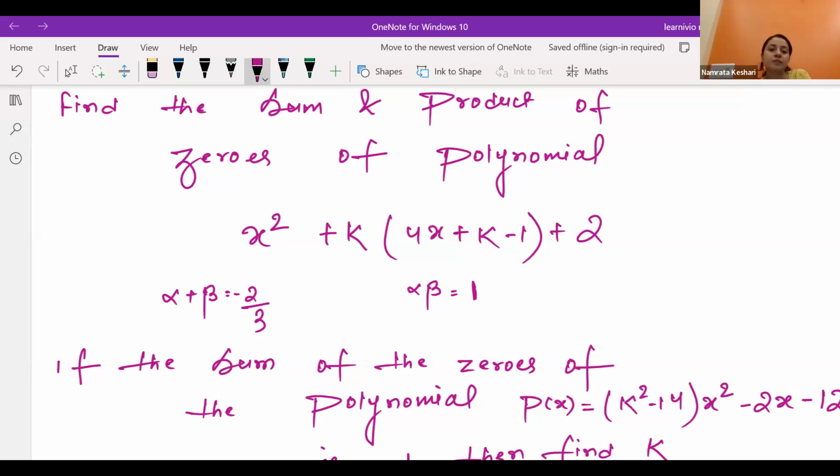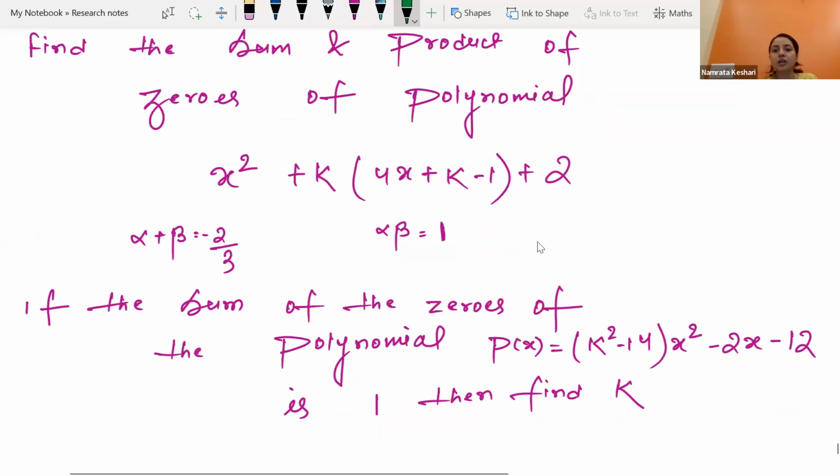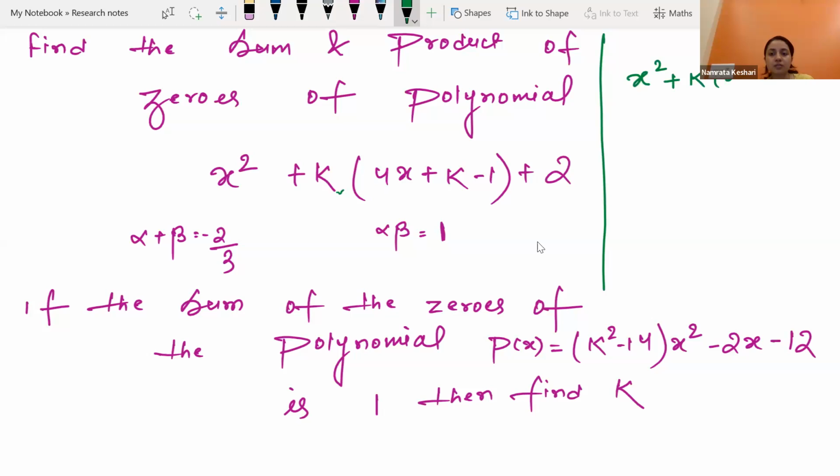Okay. Can you solve this? We'll be discussing it, because I can see all those answers which I am getting are not correct. See, this is the polynomial we have and it's a quadratic polynomial, x square is there. Whatever is there after that, 4x plus k minus 1 plus 2. Here the sum of the zeros and the product of the zeros will be in terms of k. That is completely fine.